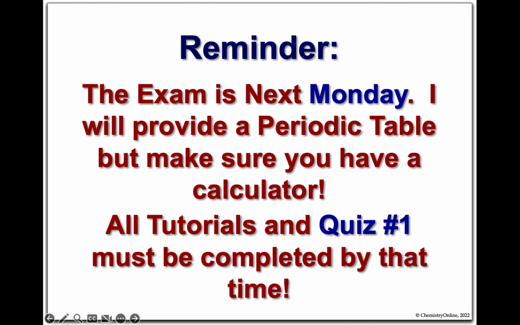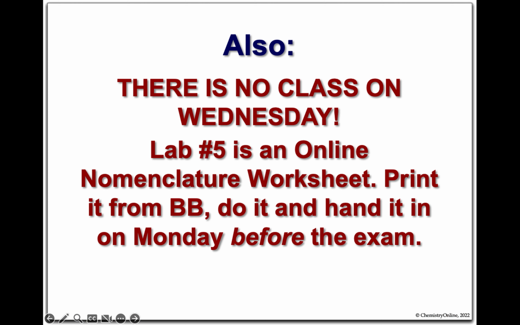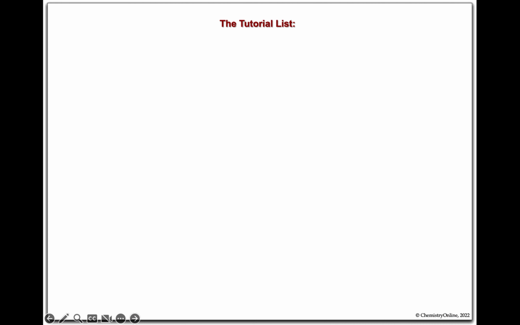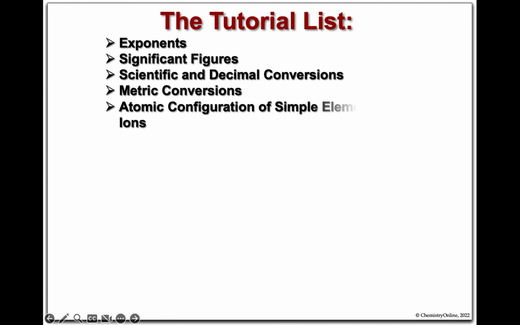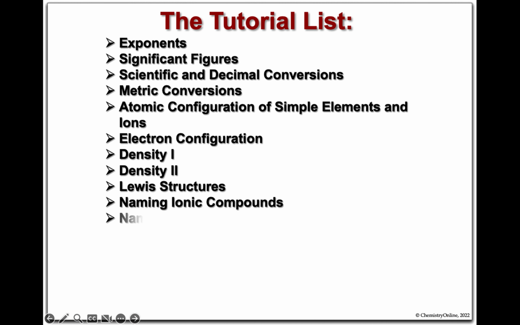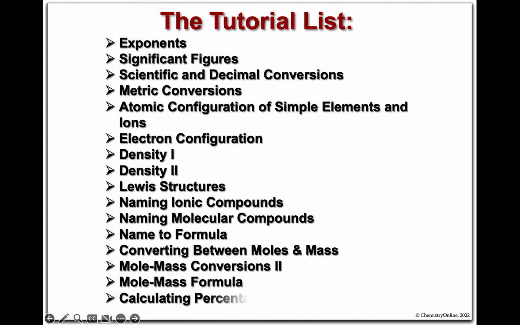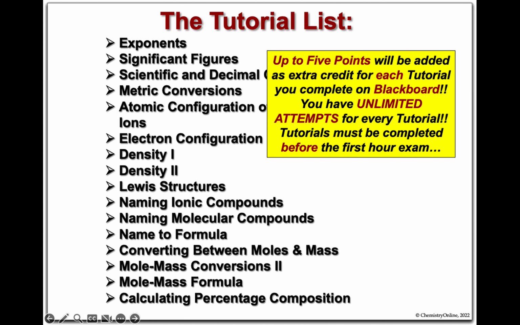Again, the exam is Monday. Everyone gets a periodic table. Make sure you have a calculator. Tutorials and the quiz must be completed by that time. Also, no class Wednesday. New Lab 5, which is the online nomenclature worksheet, is handed in on Monday before the exam. Here's our tutorial list. Remember, you get up to 5 points for each of these. That's a lot of points. Please do the tutorials.